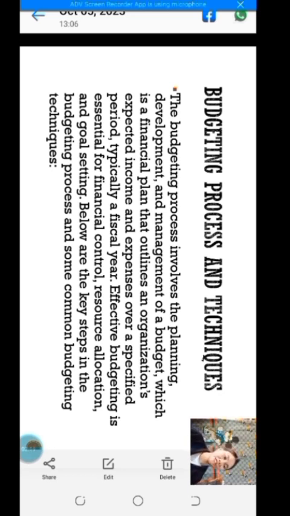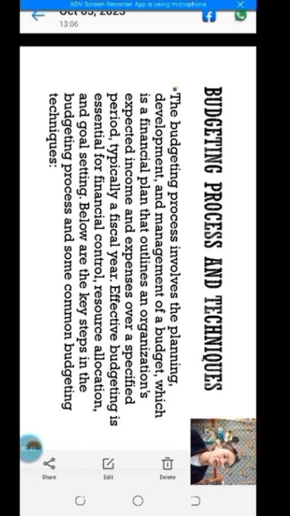So, the budgeting process involves the planning, the development, and management of a budget, which is a financial plan that outlines an organization's expected income and expenses over a specific period of time, typically a fiscal year. Effective budgeting is essential for financial control, resource allocation, and goal setting. Below are the key steps in the budgeting process and some common budgeting techniques.